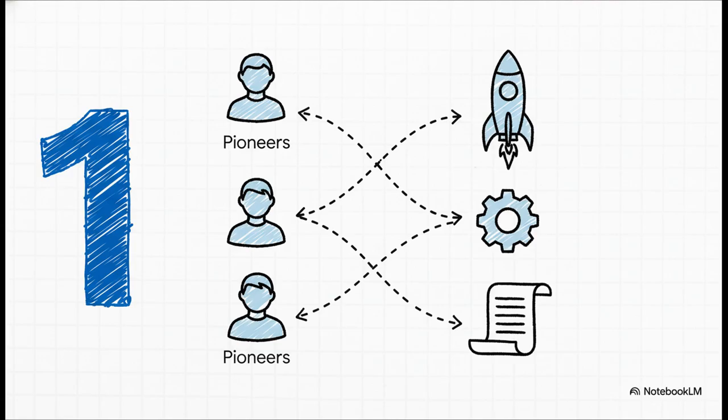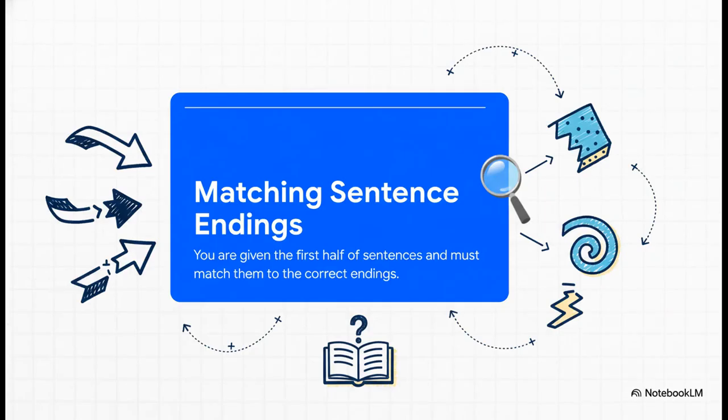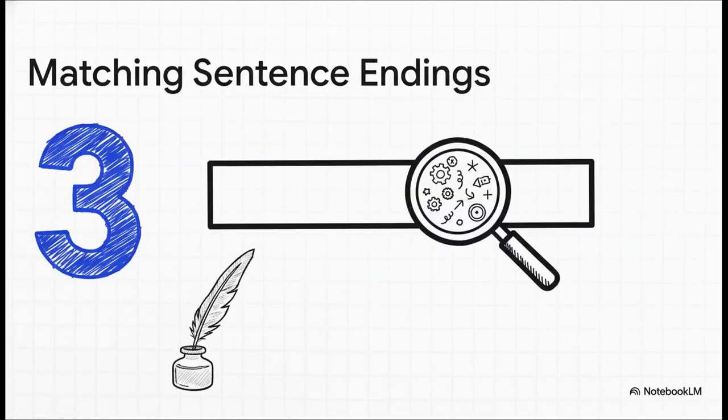specific inventions. And the last member of our matching family is matching sentence endings. You're given the first half of a bunch of sentences, and your job is to find the correct ending for each one from a list. You need to create a sentence that makes sense both logically and grammatically. Now, this is a part 3 question, so you can bet the text is going to be more complex, maybe something about the scientific community back in 1700s London. It really forces you to understand the detailed ideas inside each sentence, not just the general topic.